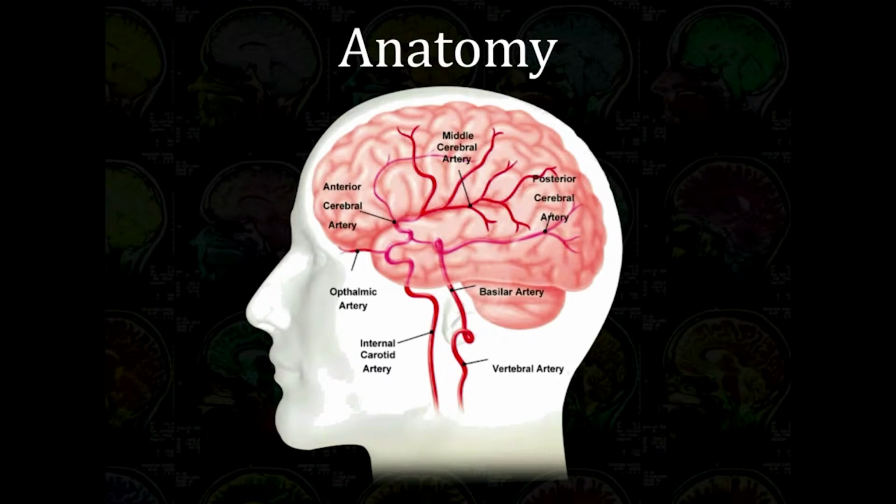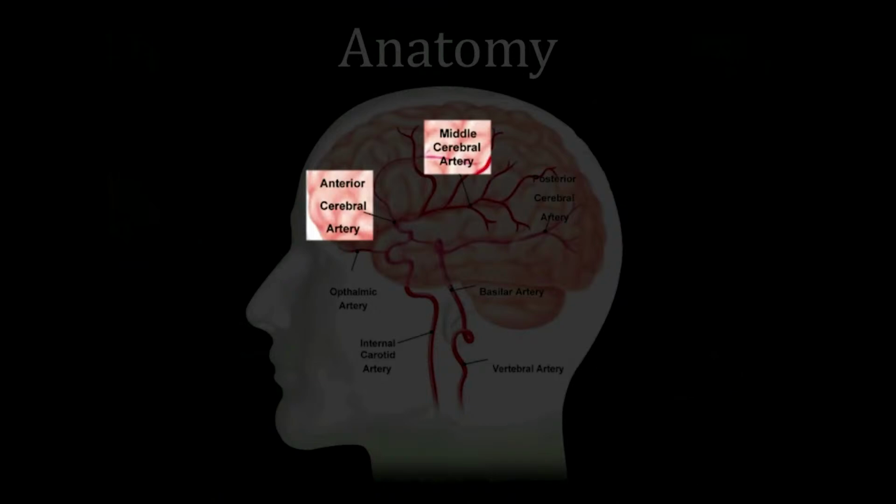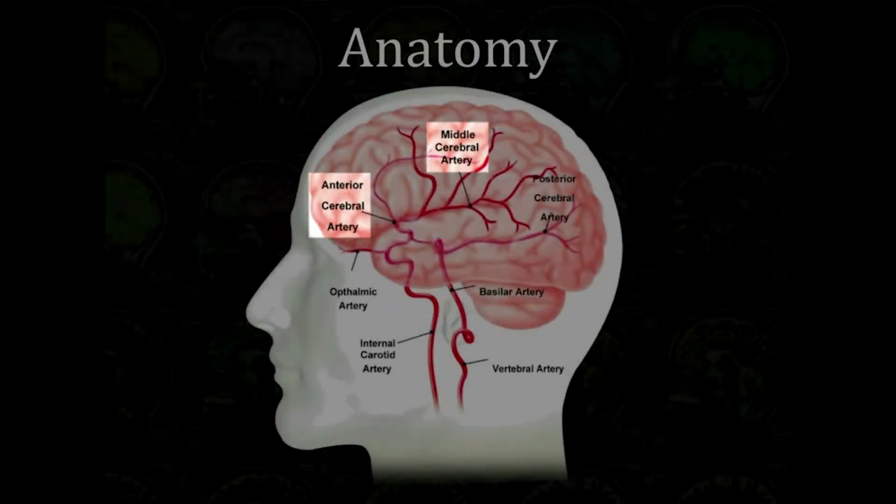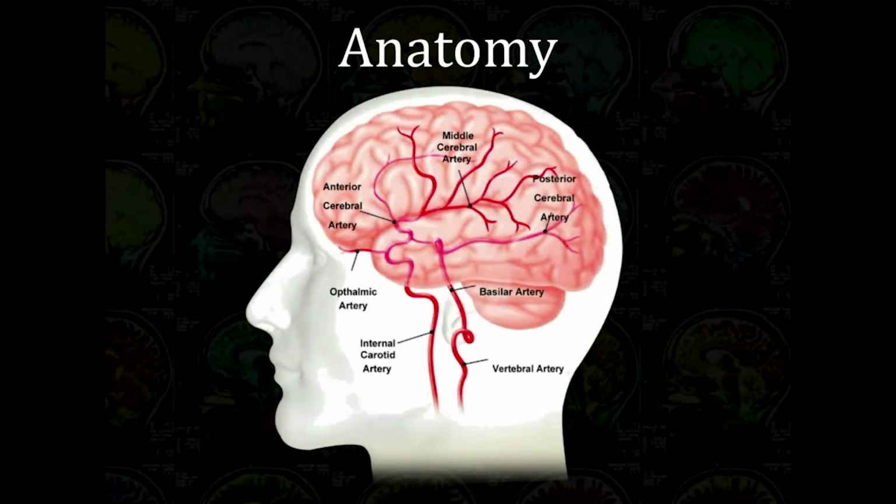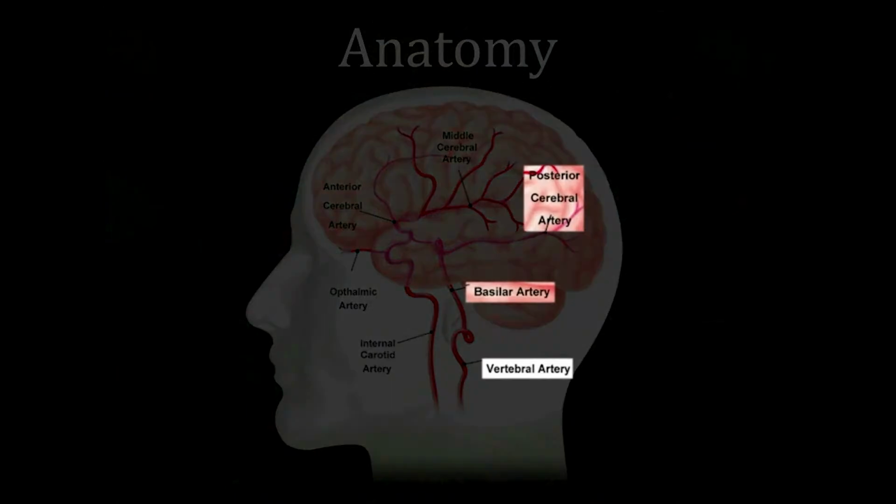If we start off with the anatomy, what we're going to really focus on are the three major vessels that feed the outer and inner hemispheres of the brain, specifically the anterior cerebral artery, the middle cerebral artery, which encompasses the anterior part of the brain. And then we're going to look at the posterior part of the brain and look at the posterior cerebral artery, the vertebral artery, and the basilar artery.